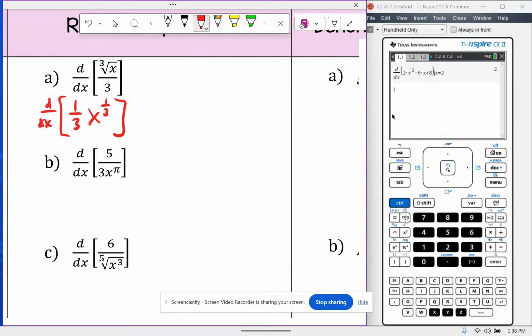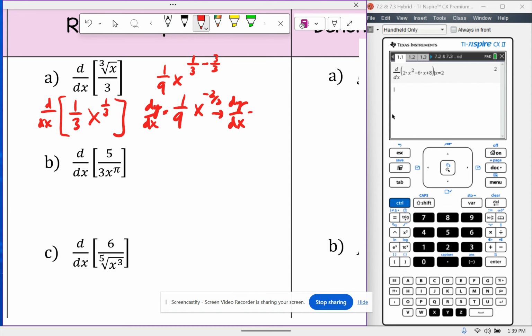So now I'm going to do 1/3 times 1/3 gives me 1/9 x to the 1/3 minus. Okay, let's do this smart. I have to subtract a 1. What would be a smart version of 1 to make this calculation easy? 3 over 3. Good job. So I've now got 1/9 x to the, okay, 1 minus 3 is going to give me negative 2/3. You're going to want to clean that up.